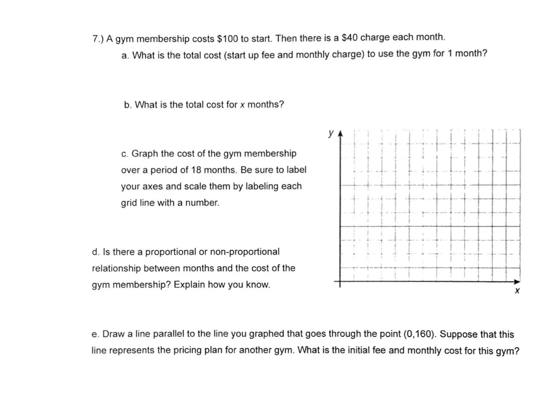Okay, number 7, a gym membership is $100 to start, and there's a $40 charge each month. Okay, so "to start" is signaling me that that would be the intercept or the beginning, and there's $40 each month. That would be our rate or slope. What's the total cost, the startup fee and the monthly charge, for 1 month? That would be $140. Okay, next it says, what's the total cost for x months?